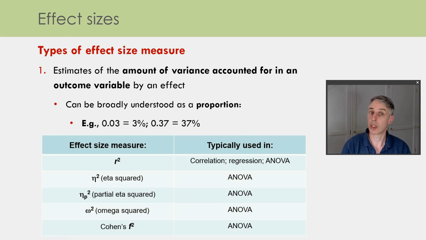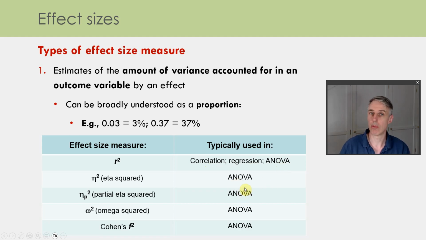Now, there are many different types of approximations for the amount of variance accounted for in an outcome variable. Some of the most common ones that you will probably have come across already, and may well see as you develop, is R-squared, which is often used in conjunction with correlation, with regression, and also potentially with analysis of variance, as we'll see.